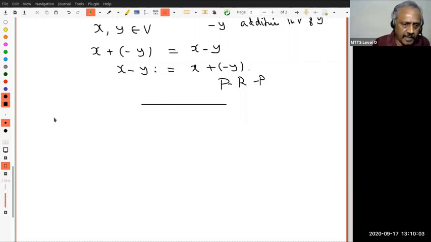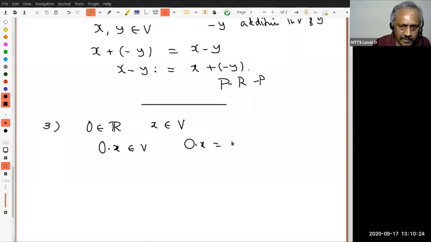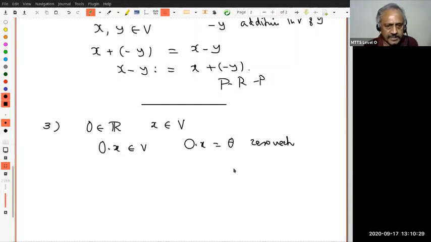Now let's look at the third result. Third result is, let us look at 0, which is a scalar, and x a vector. Now I know I can scalar multiply 0 times x. This must be a vector. What I want to claim is this vector is the 0 vector. Do you understand? Again, pay attention. This is a scalar multiple of x by the 0 scalar. That must be a vector. That vector is the 0 vector.